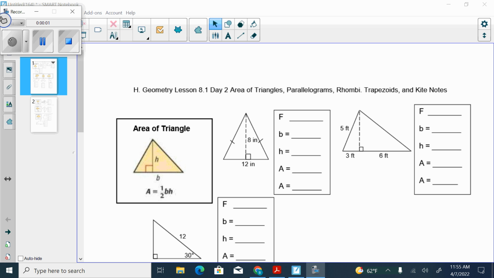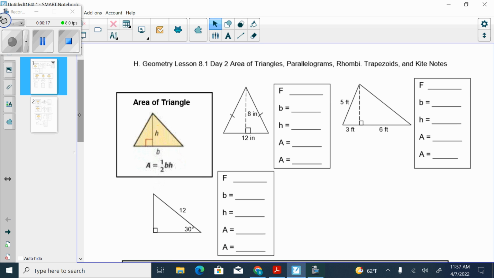We talked about how we could find all of these different area formulas for our quadrilaterals. Now that we know what they all are, today we're just going to be applying them to the actual figures themselves. Okay, so we'll be finding area for triangles, parallelograms, rhombi, trapezoids, and heights. So here you can see that first they remind us what the formula is for area of a triangle. We're going to fill in all of these blanks for each question.